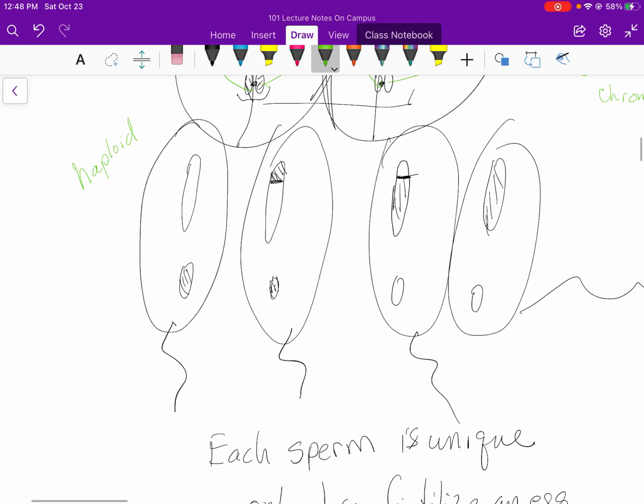And then each of those, to do easy visualization here, I've used the sperm cells, so you can put these tails on here, and now you know those are gametes, okay?